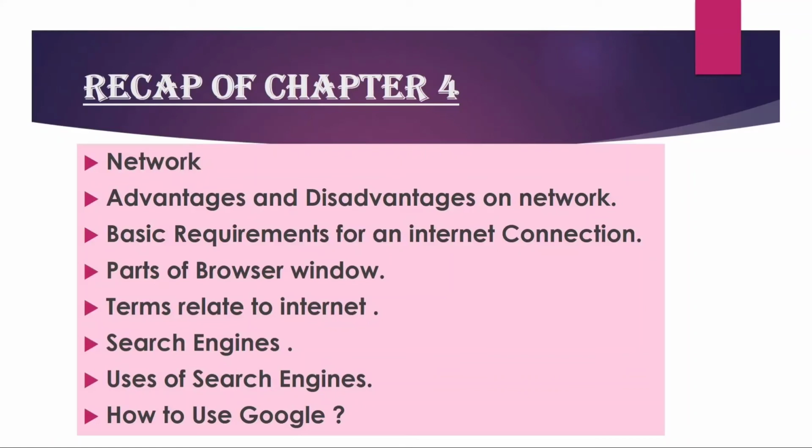Basic requirements for the internet: a computer, an ISP, a modem, broadband. These are the basic requirements. Phone lines. Parts of the browser window, we have learned about the different parts of the browser window such as status bar, tab, menu bar, workspace and all. In this part we learned about the terms related to the internet as www, chat, download, net surfing, net surfer, and many more.